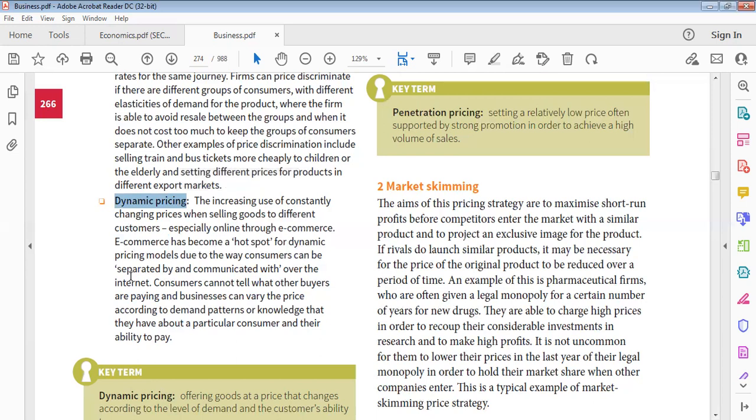Since you are operating online in e-commerce, it's easy for you to increase or decrease the price within a short time, right? Dynamic means you fix the price very frequently, very constantly. So today it's $10. Tomorrow you might charge $8. The day after tomorrow you might charge $15, based on the demand: how many people are actually searching for your product online. You have that information. All right, understand?